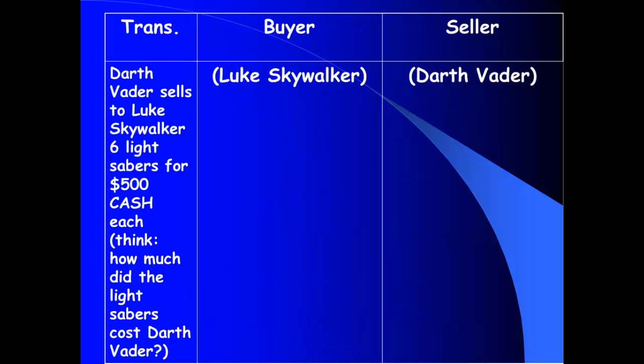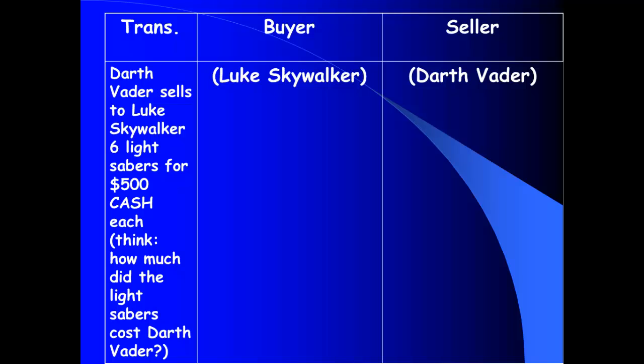Another transaction. Darth Vader sells to Luke 6 lightsabers, $500 cash. Now remember Darth Vader bought lightsabers just a minute ago? How much did Darth Vader pay for those lightsabers when he bought them? $400 each. Now hold that number in mind, then we're going to come back and talk about it.